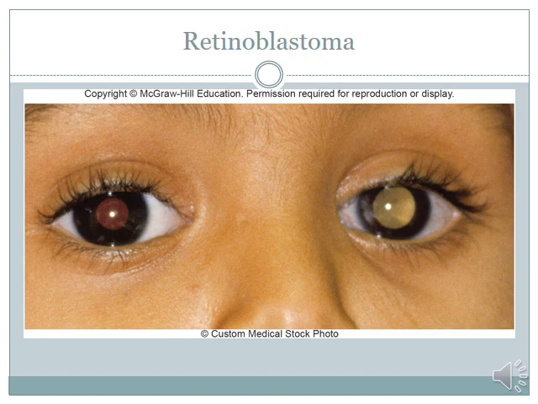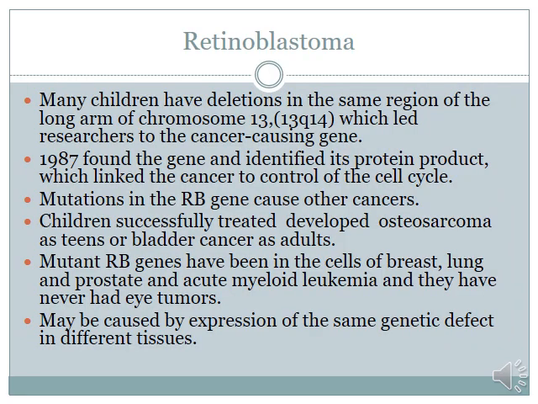In this slide, you can see bilateral retinoblastoma. In retinoblastoma, many children have deletions in the same region of the long arm of chromosome 13, 13q14, which led researchers to the cancer-causing gene. In 1987, they found the gene and identified its protein product, which linked the cancer to the control of the cell cycle. Mutations in the RB gene cause other cancers.